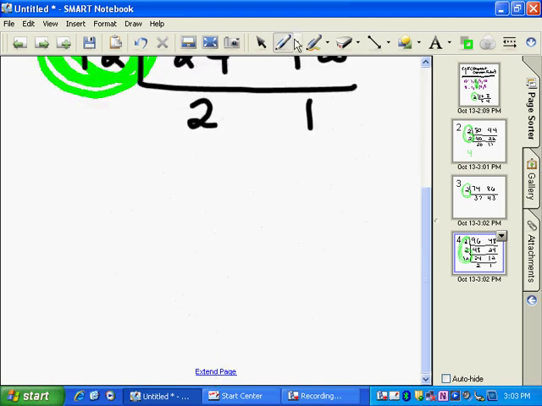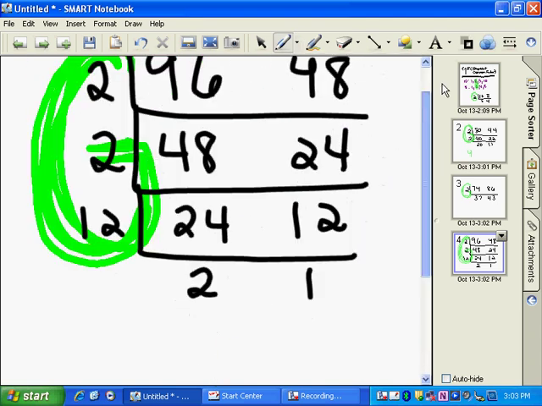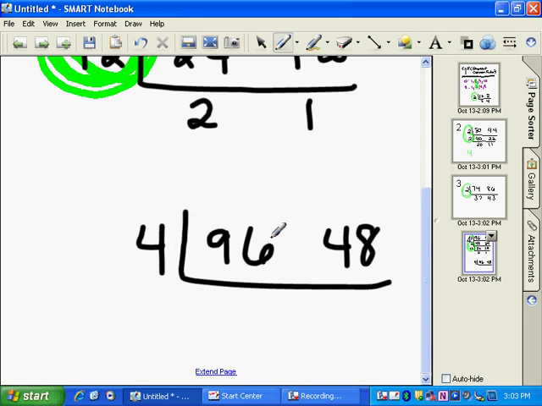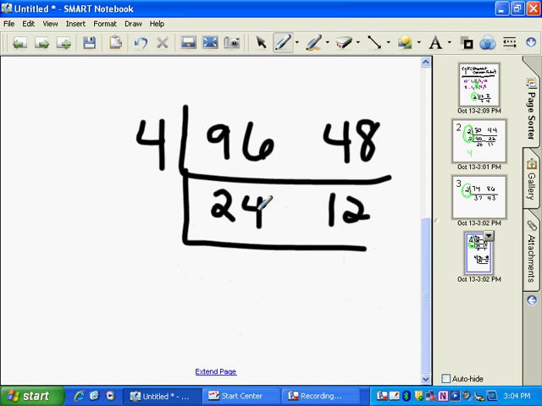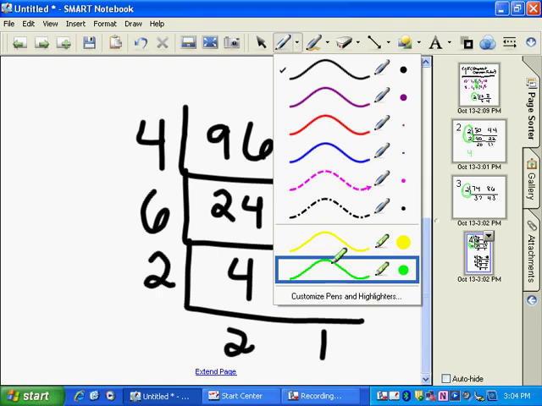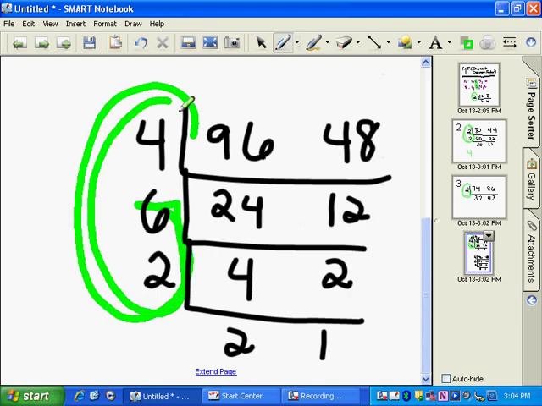If you started with a different way, with my numbers, 96 and 48, let's say that I started with 4. 4 goes into 96 24 times, 4 goes into 48 12 times. A common factor of 24 and 12 is 6. 6 goes into 24 4 times, 6 goes into 12 2 times. A common factor of 4 and 2 is 2. 2 goes into 4 2 times, 2 goes into 2 1 time. Again, there's no common factor besides 1 of 2 and 1, so the greatest common factor is all this on the side. Now, these are different numbers.